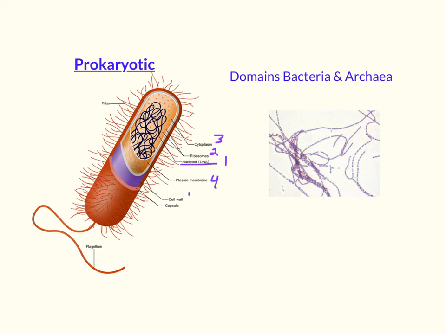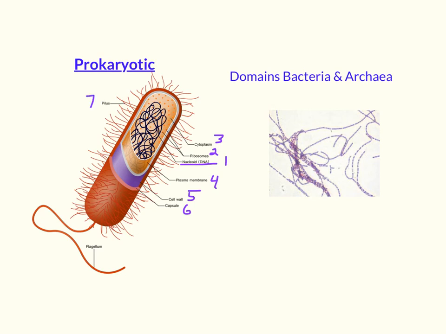A cell wall surrounds the plasma membrane and is very rigid. It holds everything into a specific shape. A capsule. Many prokaryotic cells have a capsule that's this outermost layer, and it's a gel-like coating outside of the cell wall.